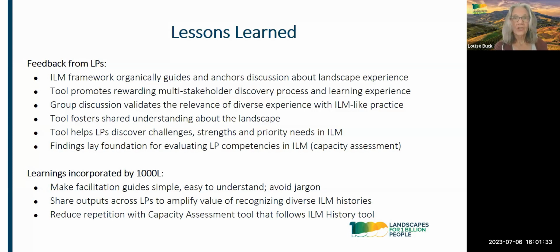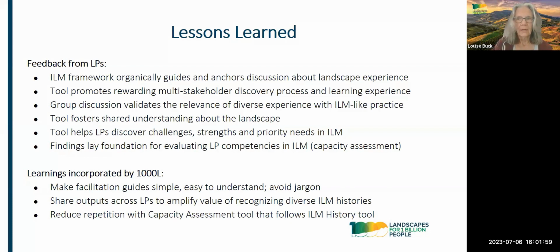It fosters shared understanding about the landscape through these reflection sections, and it discovers challenges, strengths, and priority needs in ILM. Findings lay the foundation for evaluating landscape partner competencies. And as I mentioned, we do that through our capacity assessment tool, which follows the ILM history tool.